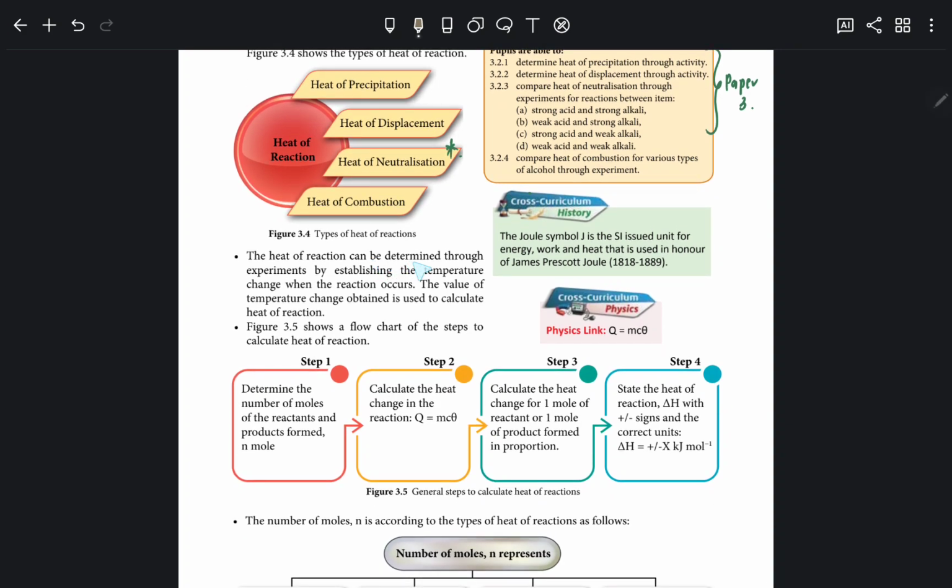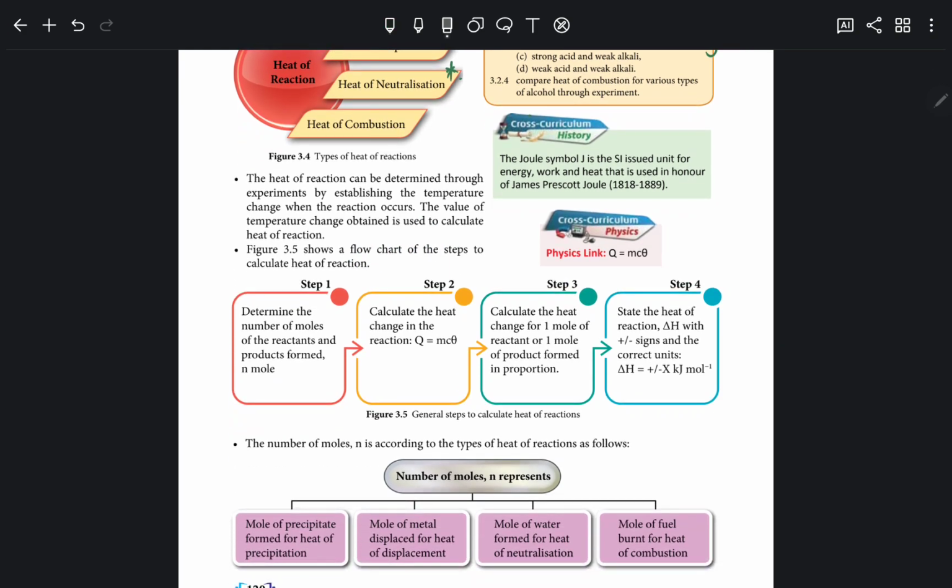The heat of reaction can be determined through experiments by establishing the temperature change when the reaction occurs. So the value of temperature change obtained is used to calculate heat of reaction. So maybe we will use mcθ, okay, equal to Q tu. Okay, adalah dia punya formula tu. Then ini just benda biasa sahaja, tak ada apa pun.